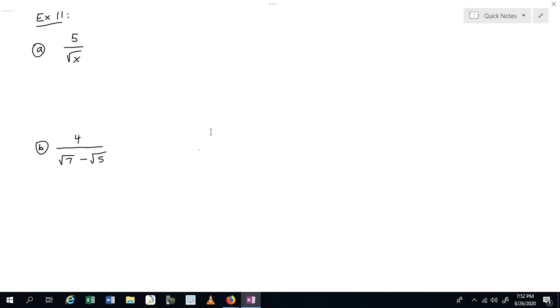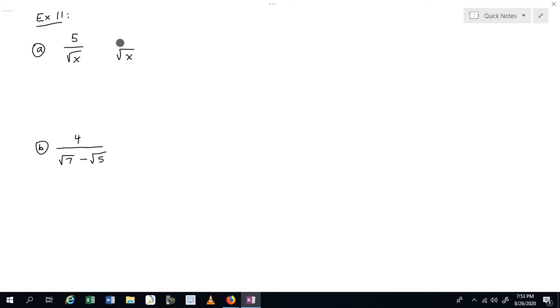Now this first example, example 11a, notice that we do have a radical in the denominator. And so this is not considered simplified. Okay, and so what do we do then? Here's what we do. We rationalize the denominator. That's what this is called. What we're going to do is multiply this radical by another radical that looks exactly the same, square root of x, as many times as we need to until we no longer have a radical in the denominator. Well, in this case, I think we just need 1 square root of x.